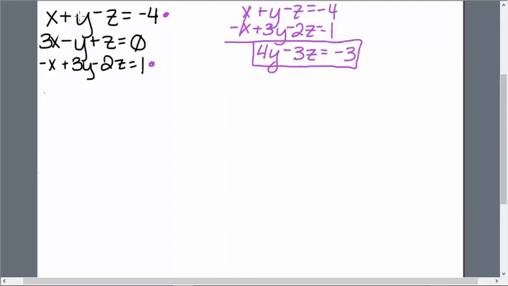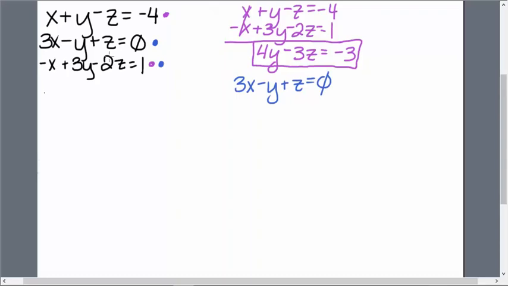So I'm going to choose any equations I want. I'm going to go with the second and the third. I'll do these guys in blue. So you'll notice that the x's don't automatically knock each other out. But if I multiply the bottom row by 3, then I will have 3x and negative 3x, and they will. So let me go ahead and do that. Let me write out the second equation, because that is untouched. 3x minus y plus z is equal to 0.